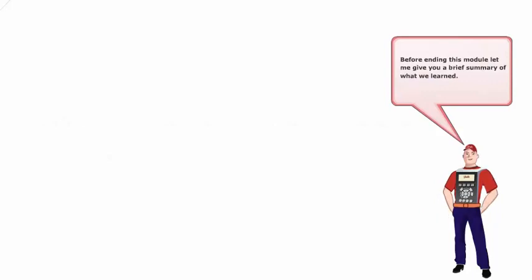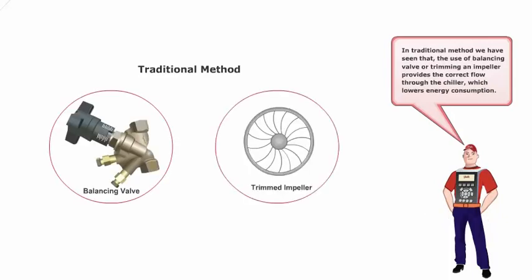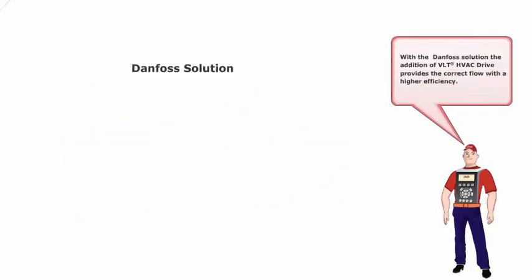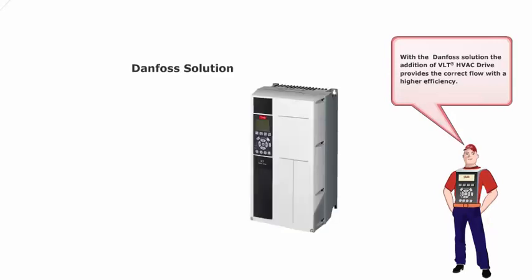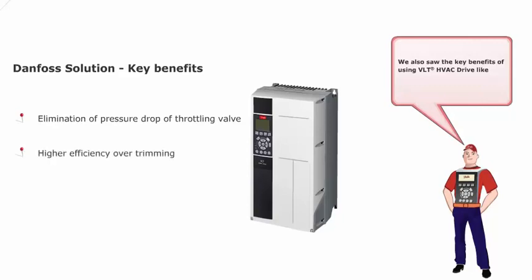Before ending this module, let me give you a brief summary of what we learned. In the traditional method, we have seen that the use of a balancing valve or trimming an impeller provides the correct flow through the chiller, which lowers energy consumption. With the Danfoss solution, the addition of the VLT HVAC drive provides the correct flow with a higher efficiency. We also saw the key benefits of using the VLT HVAC drive, like elimination of pressure drop of the throttling valve, higher efficiency over trimming, and simple estimation of energy savings.